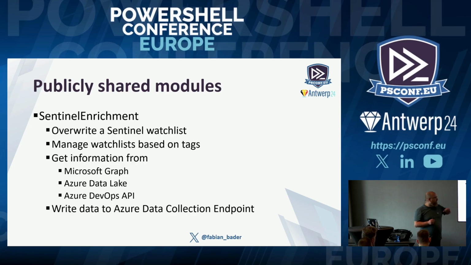You can also get information from Graph or other sources, Azure Data Lake or the Azure DevOps API, and put this data as a watch list in there. One great example is that we read out all the service principals, application registrations, including permissions, and put it as a watch list in Sentinel, helping us in our analytics rules, because this information is nowhere accessible. You only have regular users, but not service principals.